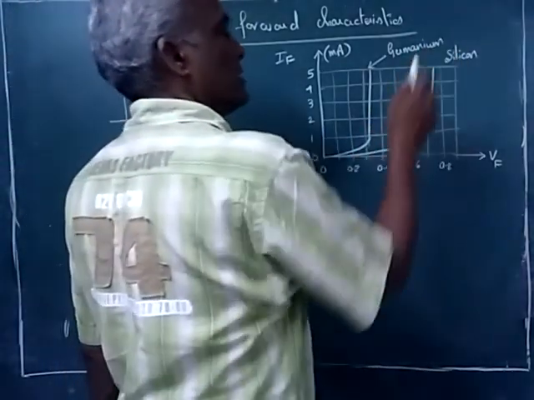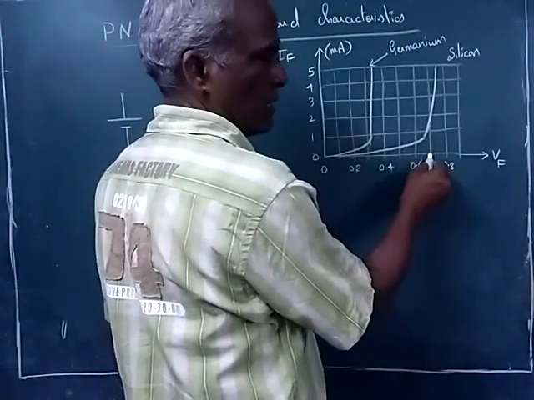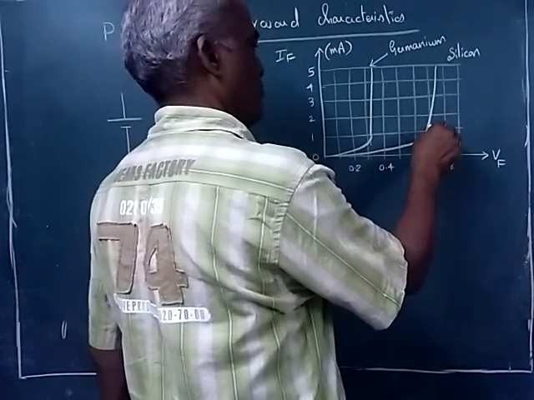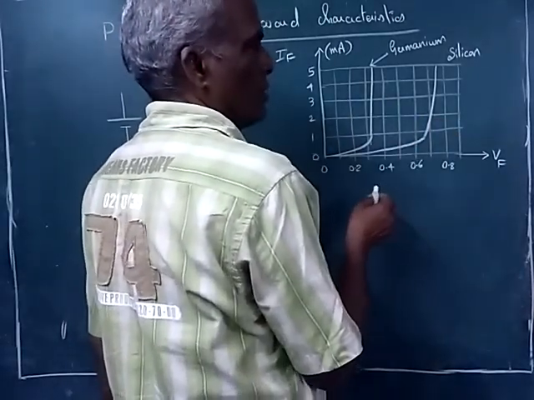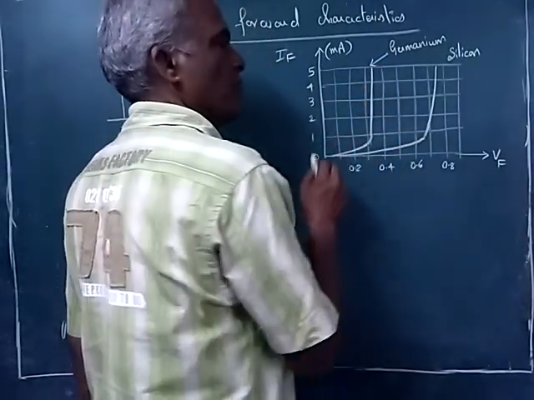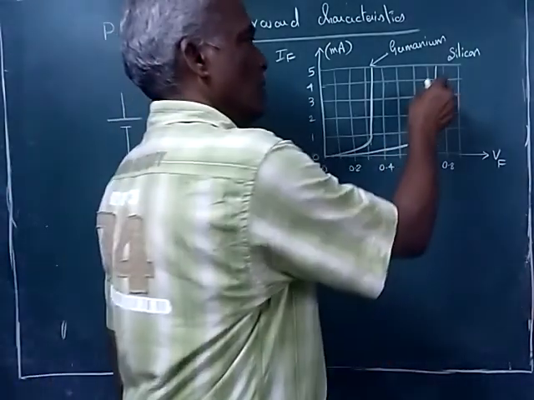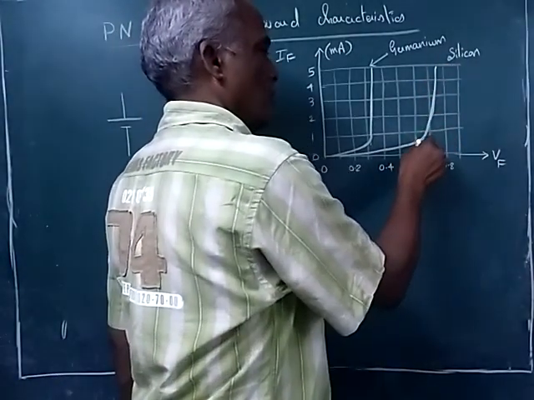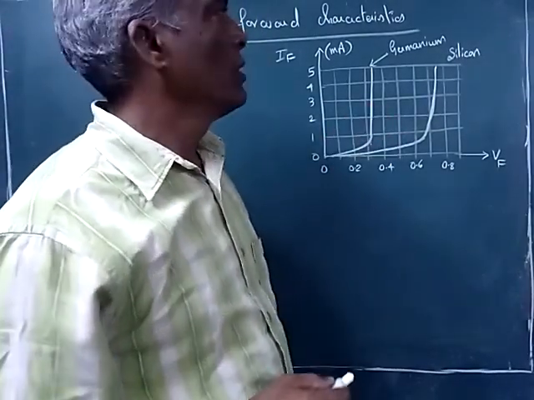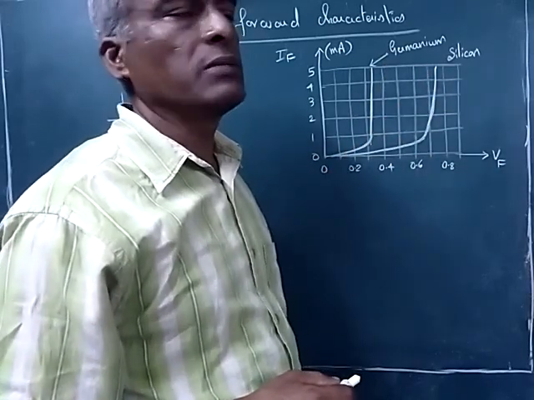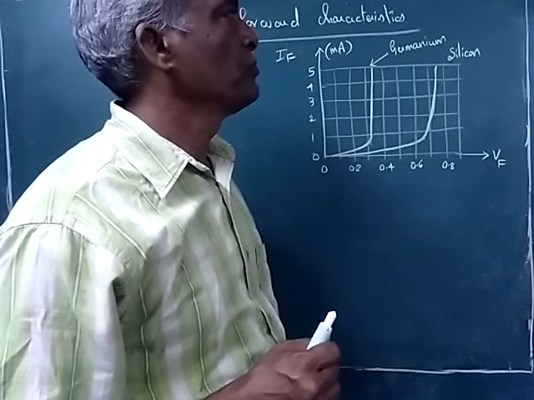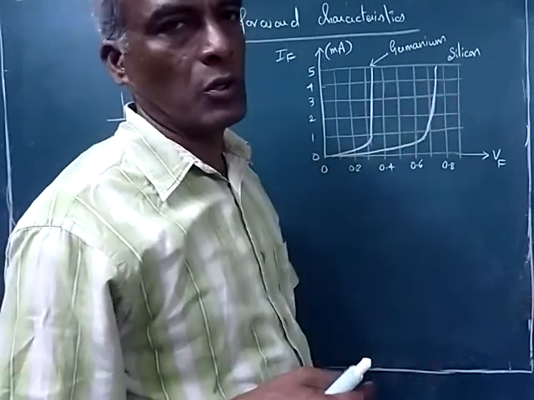Similarly, if you say here silicon, here is roughly 0.7. The current is maybe 1.5 milliamps in this case. So this is the characteristic graph of germanium diode, and this one is the forward biased characteristics of the silicon diode. So these two are popular semiconductors, but nowadays 90% of the IC production is based on silicon only.